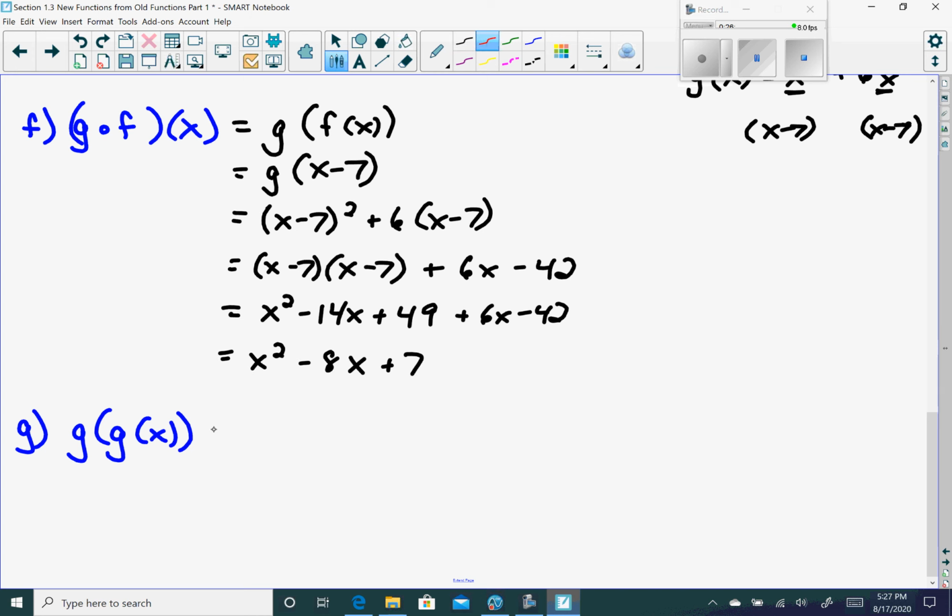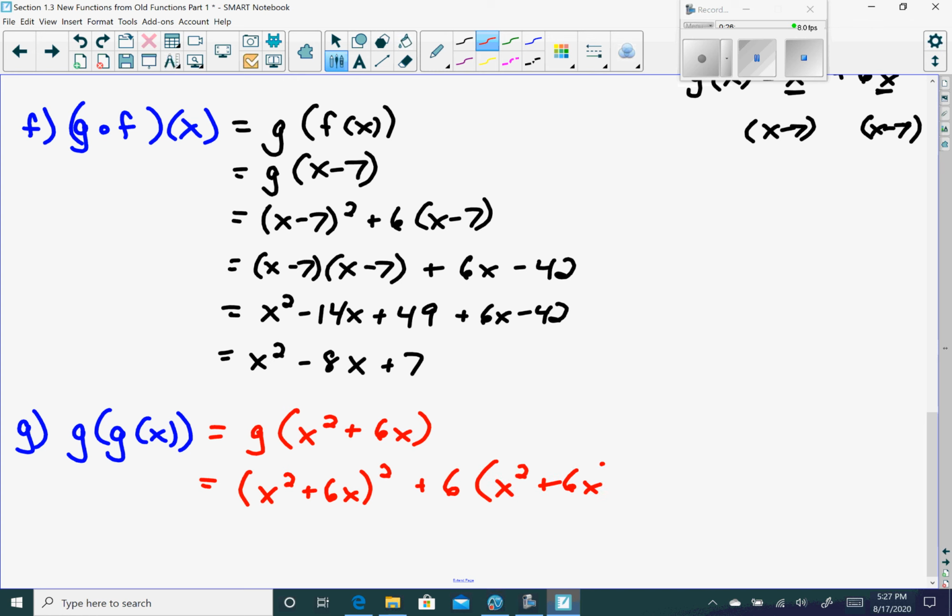And then another way we could look at this, yes, it is possible to compose one function into itself again. So this just becomes g of x squared plus 6x, which means we're substituting in an x squared plus 6x inside the g of x. So this becomes x squared plus 6x, quantity squared, plus 6 times x squared plus 6x. So again, since g of x is equal to x squared plus 6x, wherever I see the x, I'm putting in the x squared plus 6x again, and over here, x squared plus 6x again.